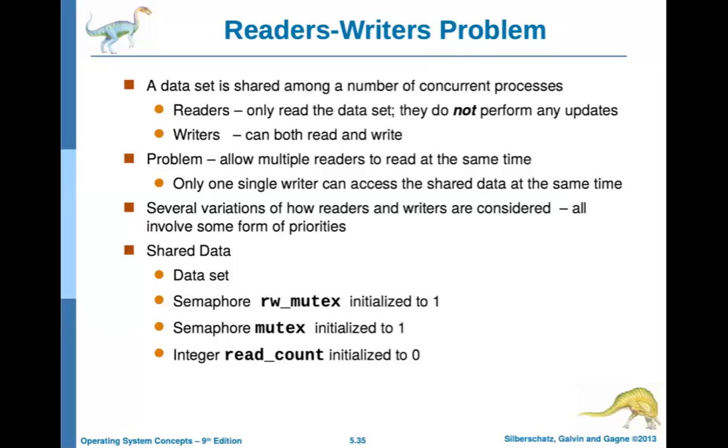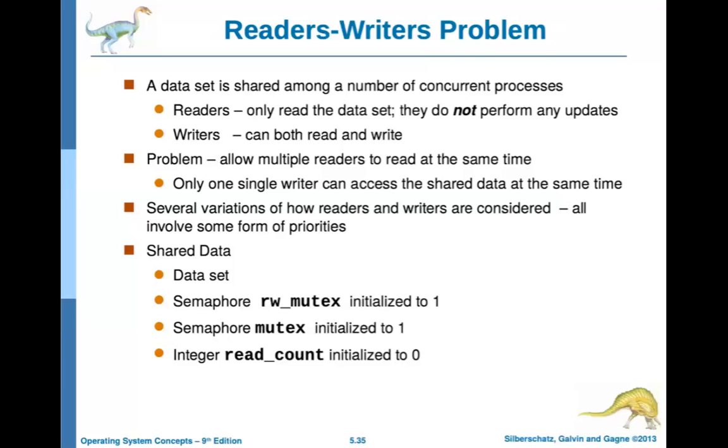So again, among a number of concurrent processes, two categories are there. One is the readers and one is the writers. Don't think of writers as producers and readers as consumers, because reading can happen simultaneously. Readers will only read the data, they do not perform any updates. And because we are not updating anything, if you are reading simultaneously, that doesn't create any problem of inconsistency. Whereas a writer can do both. It can read and write.